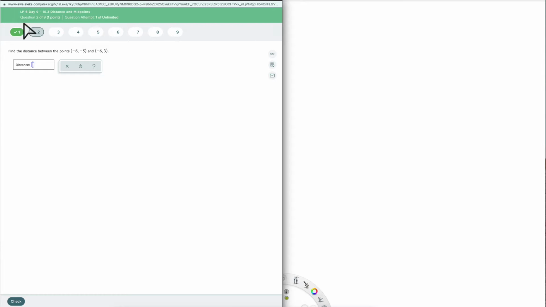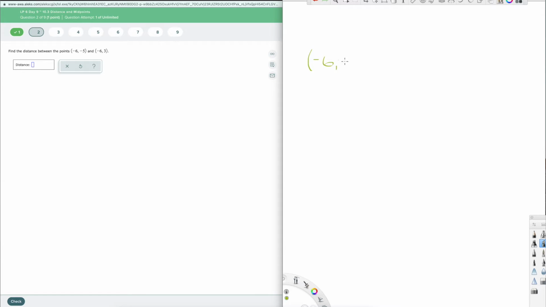All right, so when we want to find the distance between 2 points, one thing that we should notice is if I kind of stack these guys, do we notice how these are the same? Well, the x's are the same. What that means is that if I had a coordinate grid here, and I went over to -6, so we're going to pretend like this is -6, I'd go down to -5 and put a point.